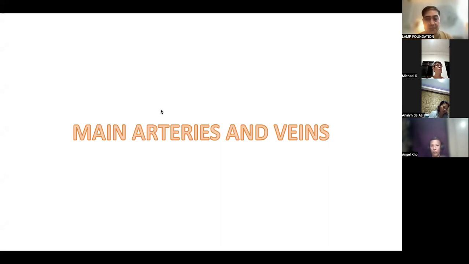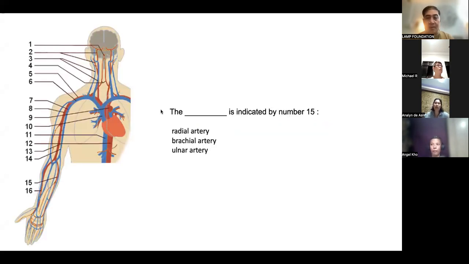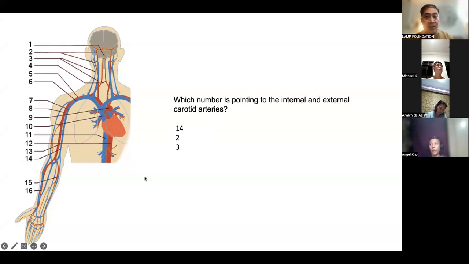Good evening, classmates. The blank is indicated by number 15. Ulnar artery. Okay, good. Which number is pointing to the internal and external carotid arteries? Number 2.